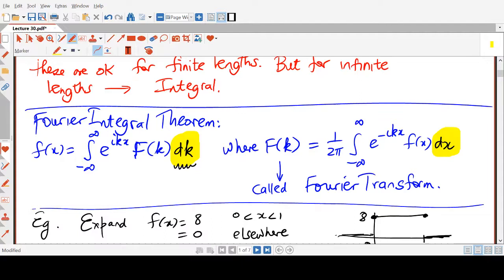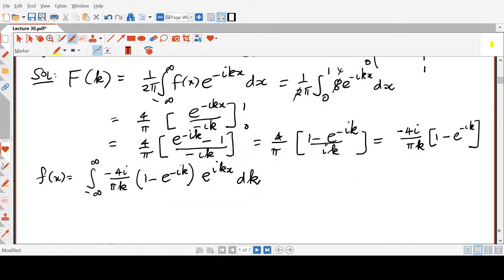Likewise here, F of k, when you do this integration with respect to x, you will replace x by some numbers, 0 and 1. There will not be any x anymore, it will be a k in the problem. Like here, the Fourier transform has got a k in it. See here? There's no x. It's in terms of k. So then, this will boil down to 8 if 0 is less than x less than 1. It will boil down to 0 elsewhere.